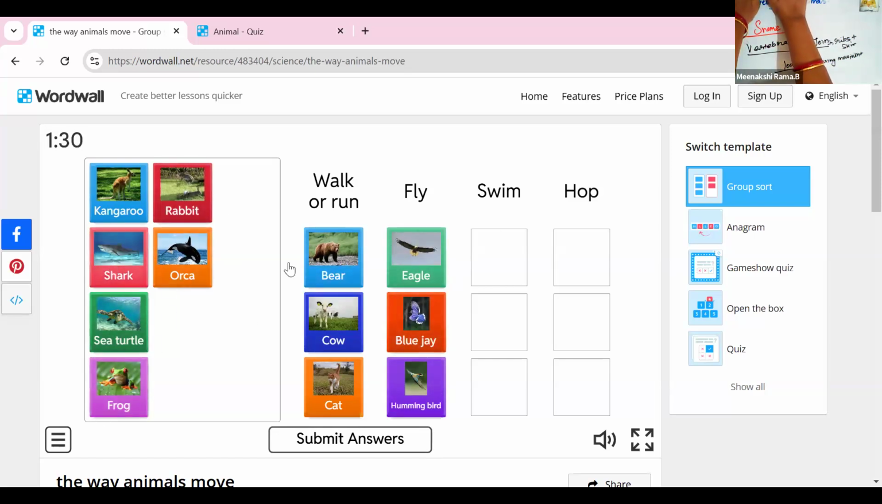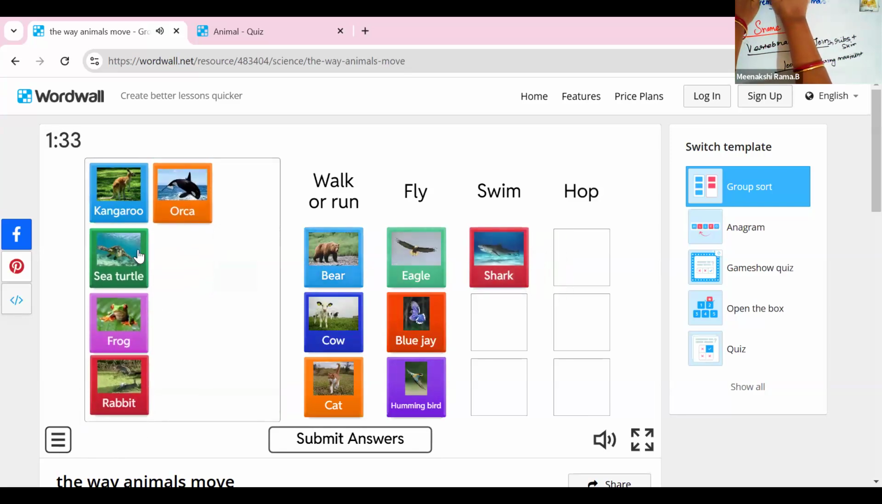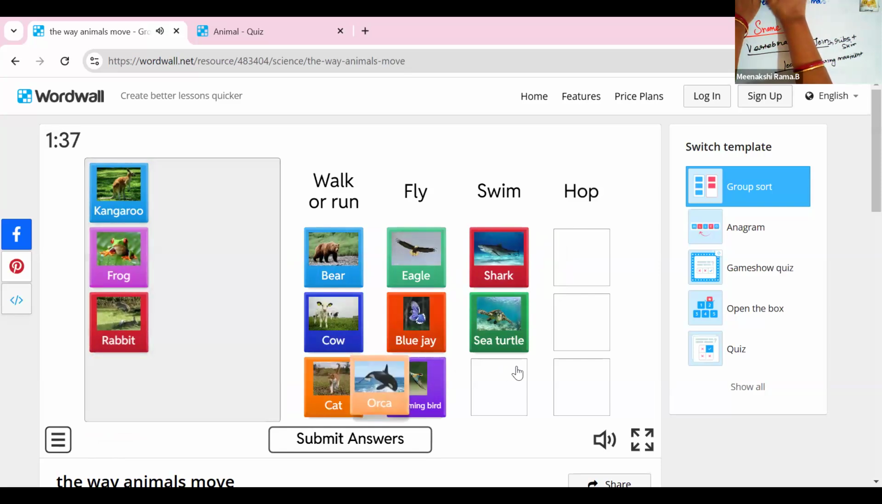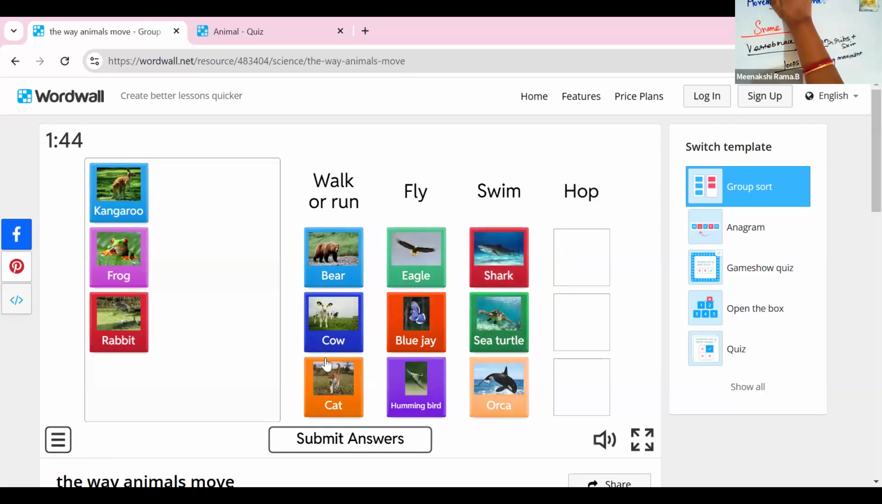Next one is swimming. Yes, first one, shark, a water animal. Sea turtle, also a water animal. Orca is also a water animal. So they are swimming in the water.